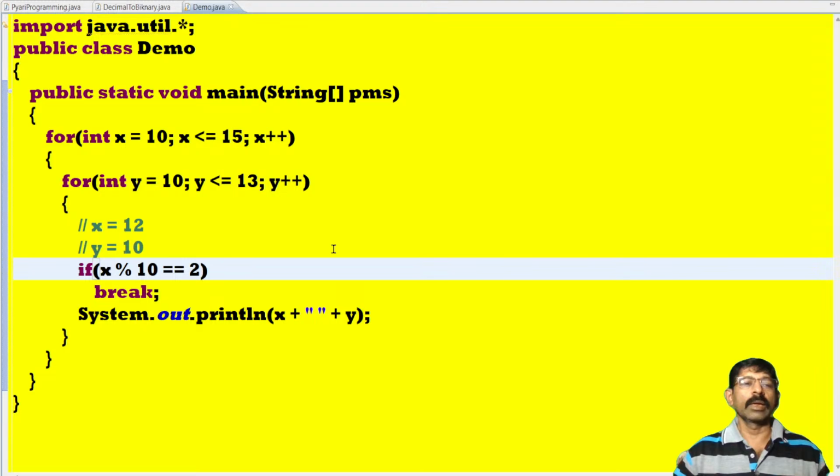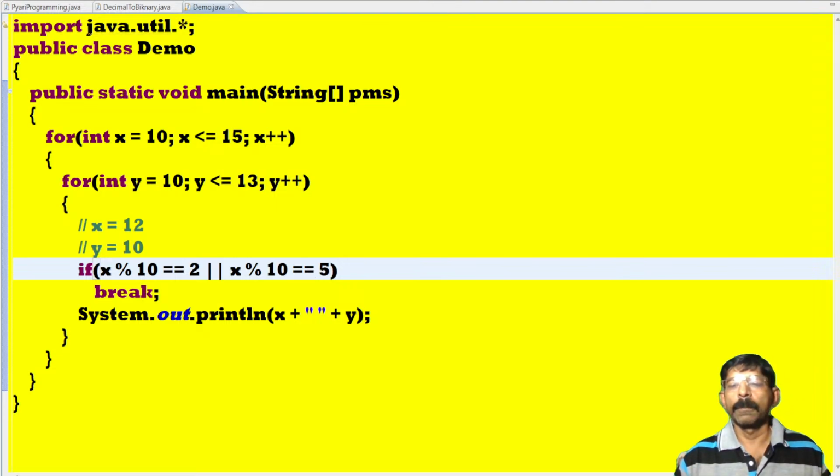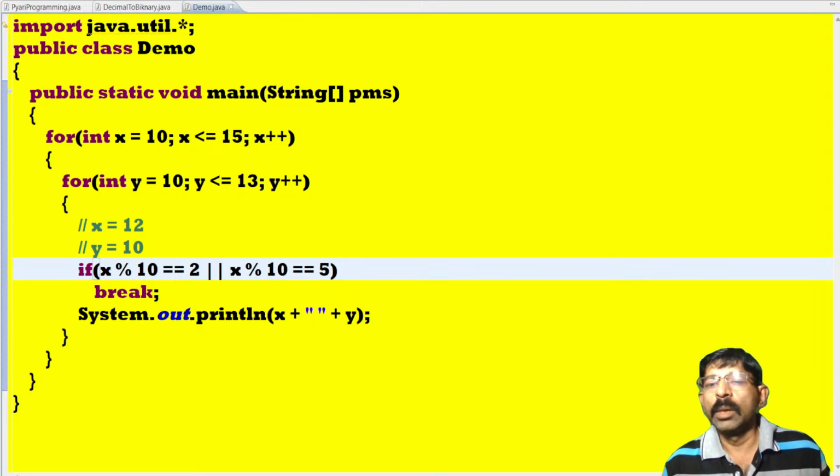But if I say if x modulo 10 is equal to 2, or x modulo 10 equals to 5, then break. Find the output. In the previous case, the inner loop was not having curly braces.